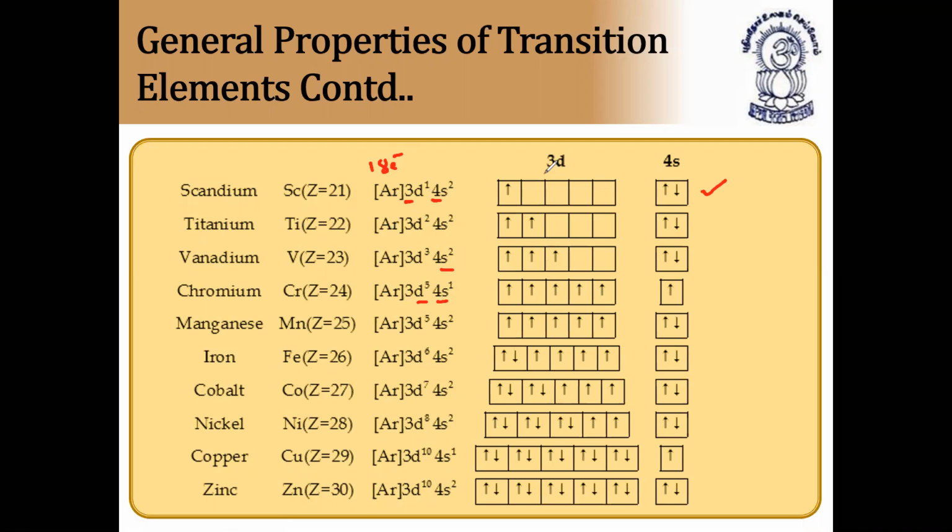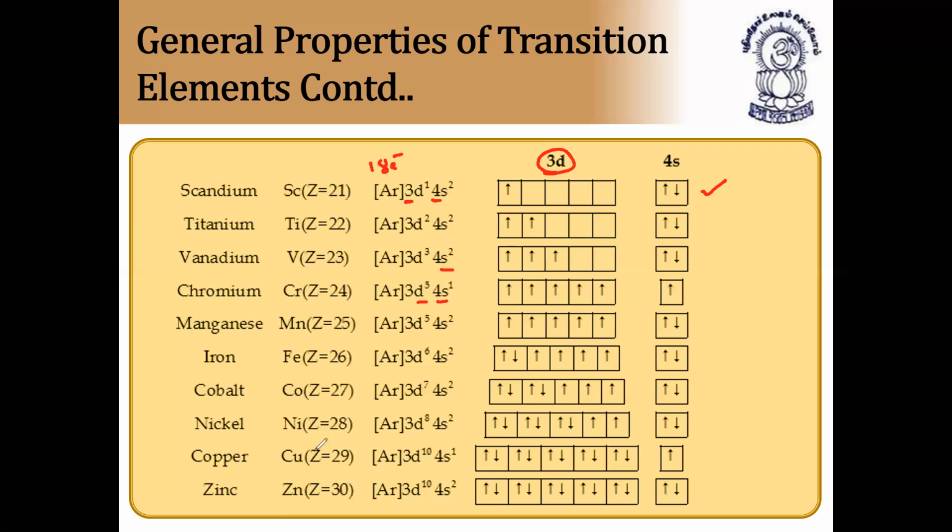In the d orbitals, the electrons are filled based on Hund's rule, so no two electrons will pair up. Based on Pauli's exclusion principle, Hund's rule and the Aufbau principle, they fill accordingly. First electron, second, third, fourth, fifth. After filling 5 electrons in the 3d subshell, the sixth electron will start pairing up. So the first 5 electrons are not paired, only from the sixth electron does pairing begin. Then seventh, eighth, ninth, 10th, so all the electrons are paired up.